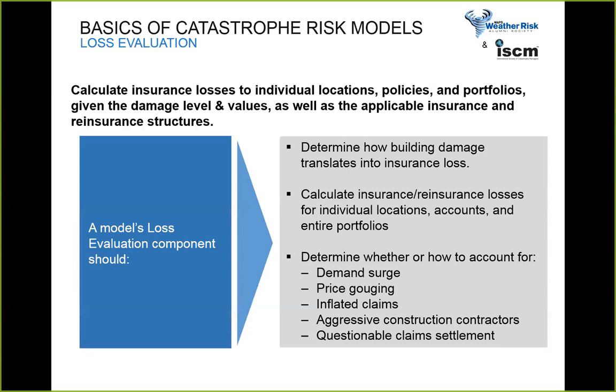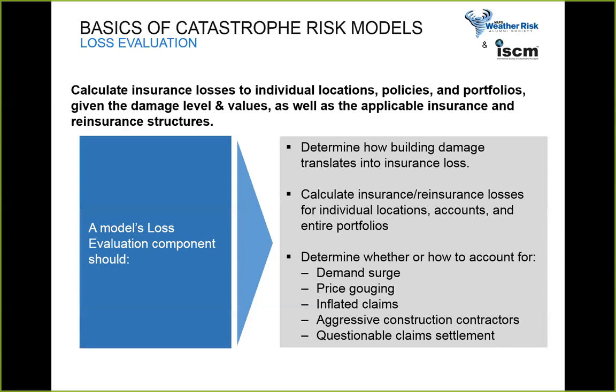Loss evaluation also needs to know whether to or how to account for several different socioeconomic impacts that can influence what an insurance claim is adjusted for. Some of these items include demand surge, which is an increase in the demand for materials and labor after a large cat event, which due to supply and demand could increase the cost of labor and the materials needed.